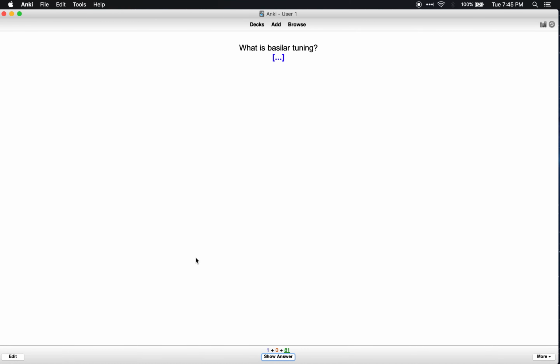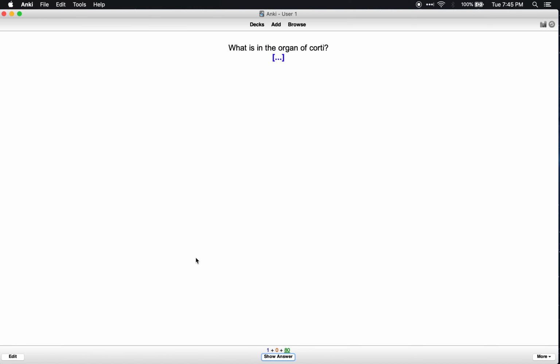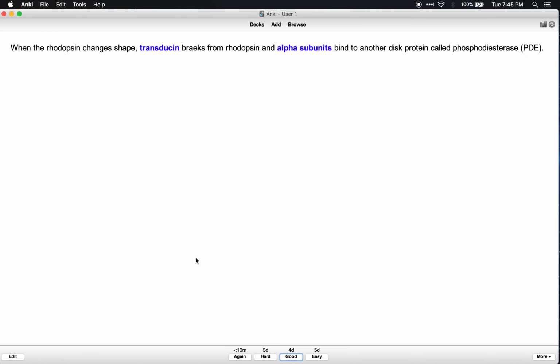Basilar tuning is the idea that high frequency sound waves hit the hair cells on the outer region of the cochlea, while low frequency sounds hit the hair cells in the back of the cochlea. Organ of Corti contains the basilar membrane, tectorial membrane, and some hair cells. When rhodopsin changes shape, transducin breaks out from rhodopsin, and alpha subunits bind to this protein called PDE.